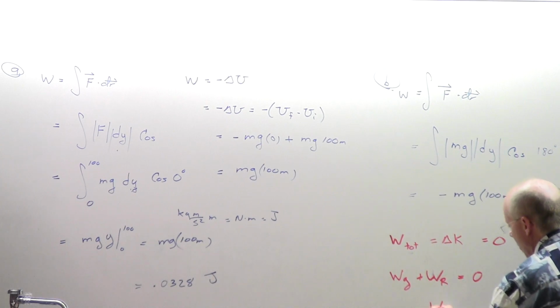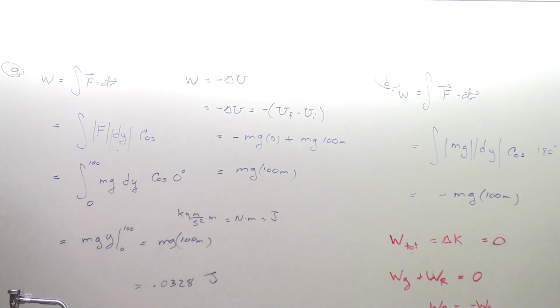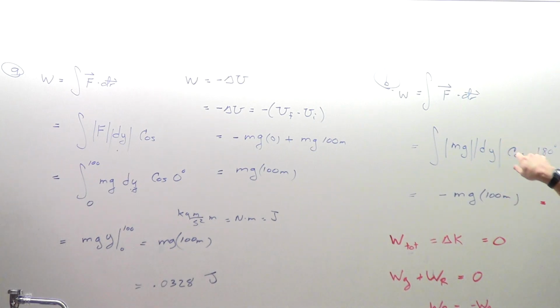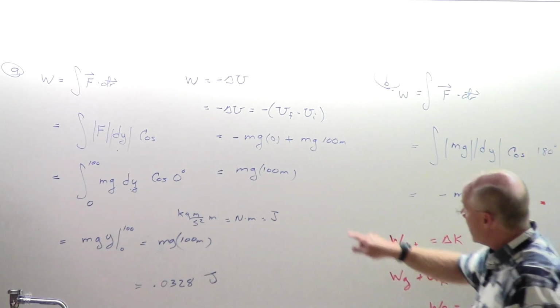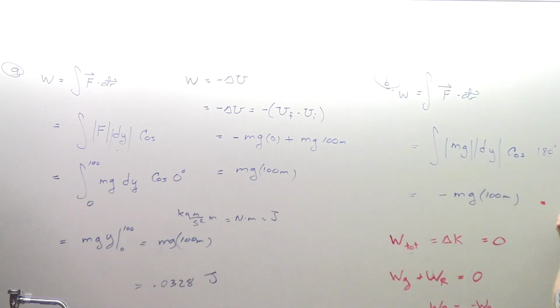So doesn't that mean the work done by air resistance is negative the work done by gravity? And so whether we go back to forces or whether we go to the work energy theorem, it all comes back to really A, that this would then be a minus 0.0328 joules. So the work done by gravity is positive, the work done by the air resistance is negative.